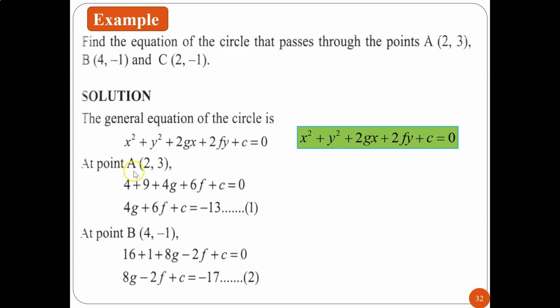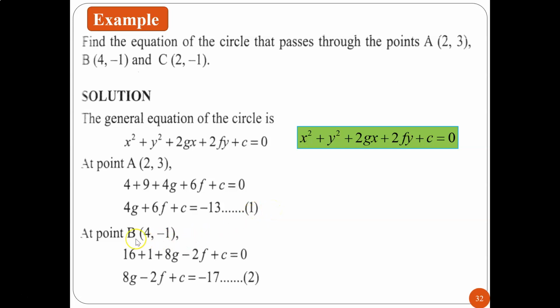So we start with point A first. Point A is (2, 3). So you're going to substitute the values of 2 and 3. The 2 over here is x and 3 over here is y. So you're going to substitute x equal to 2 and y equal to 3 into the general form equation. After you substitute it, you will obtain this equation: 4 plus 9 plus 4g plus 6f plus c equal to 0. After you simplify it, you obtain 4g plus 6f plus c equal to -13. So this becomes your first equation.